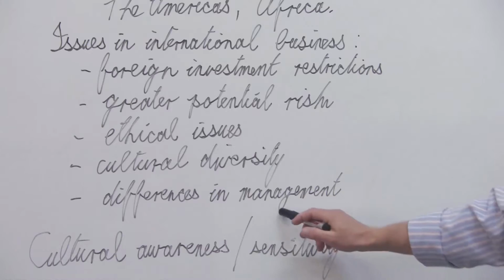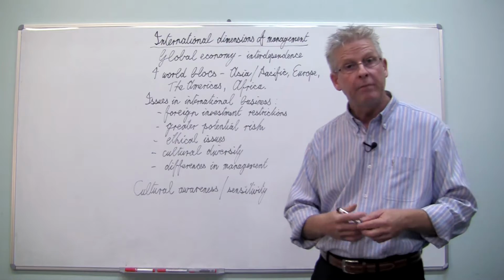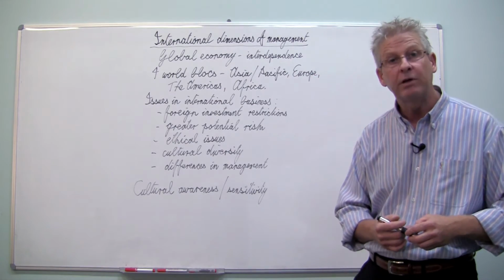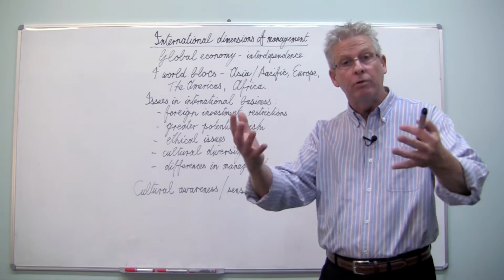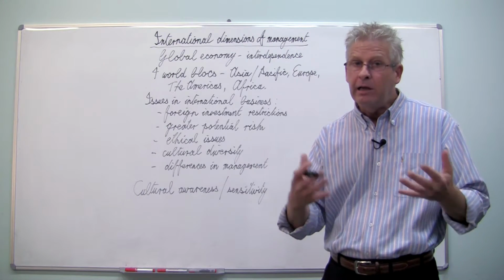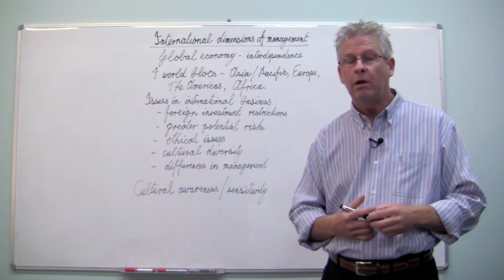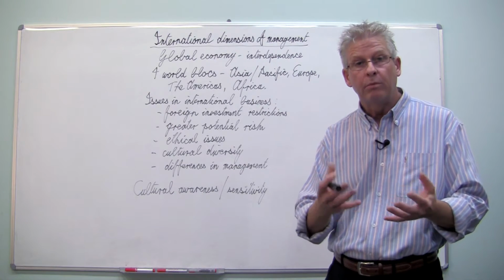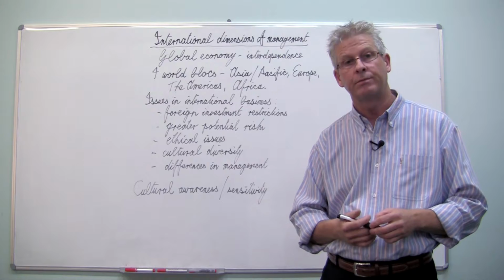And finally, differences in management styles and management theories. In the West, for example, we reward individual achievement and individual effort. In the East, and in a lot of Asian countries, for example, it's quite different. They reward the group because they're more collective societies.